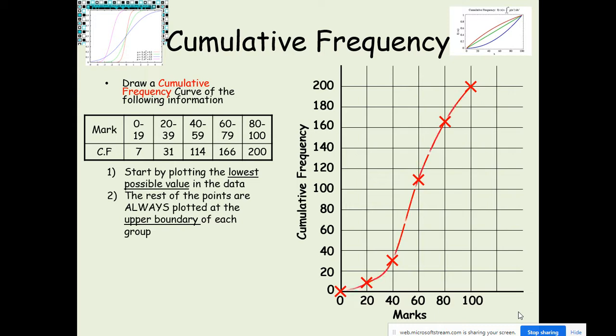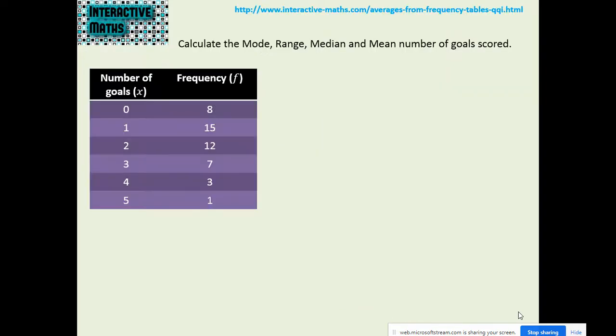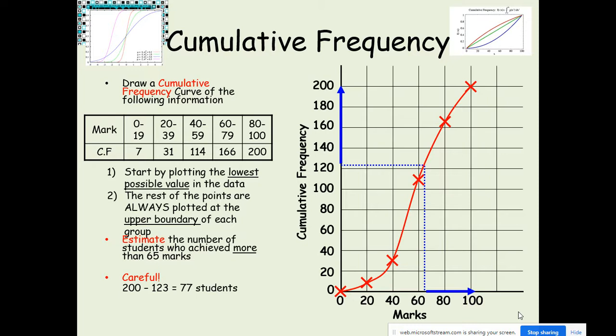And then afterwards, what do we do? Draw a curved line joining all the points together. And then the question said, estimate the number of students who achieved more than 65 marks. What am I going to do? Draw your dotted line at 65 marks, all the way to the curve, and then go across. And that's about how much approximately? Be careful. It's 200 minus 123. Okay, in this case, it will be 77 students who achieved more.